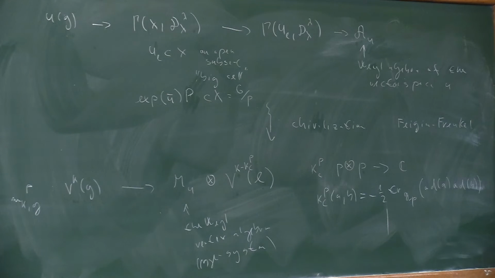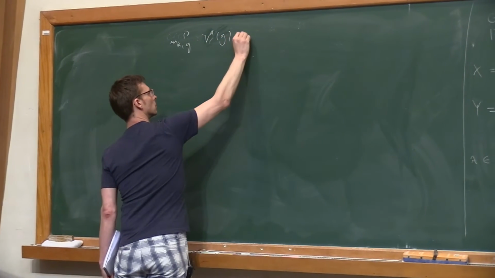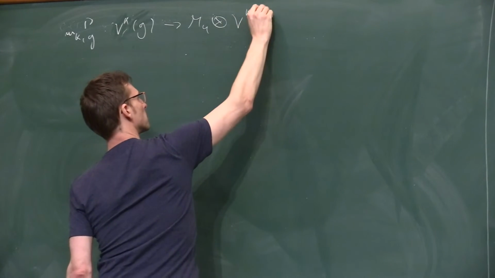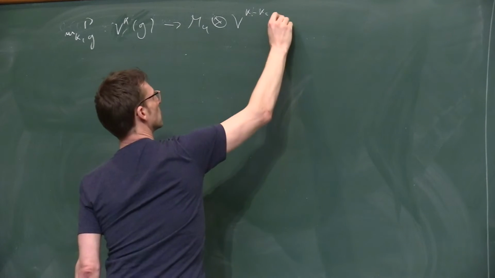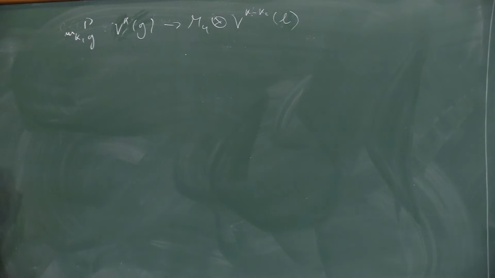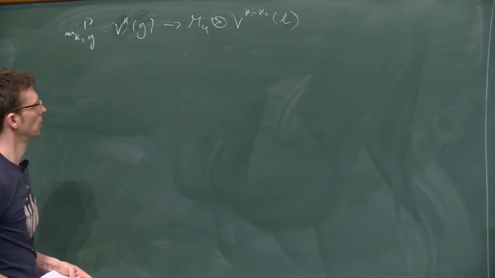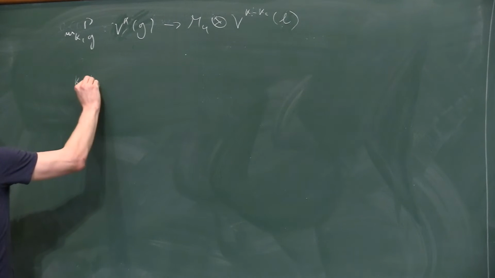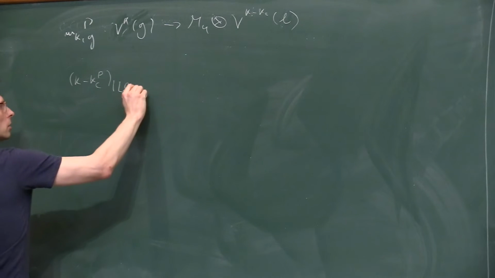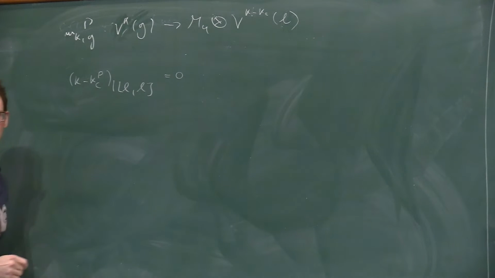And now I can do something interesting. I have this mapping going from the universal enveloping algebra to the tensor product of these two vertex algebras. Sometimes I can choose a level in such a way that k minus k_c for the parabolic, if I restrict to the semi-simple part, is 0.